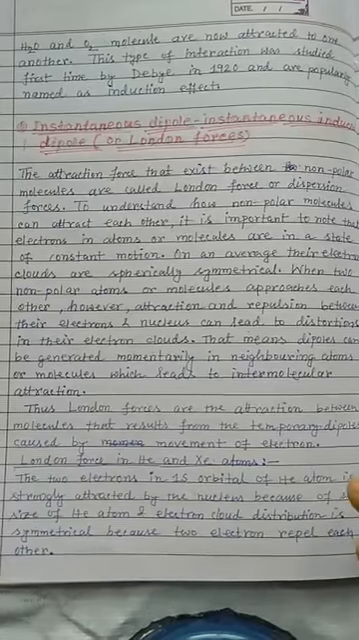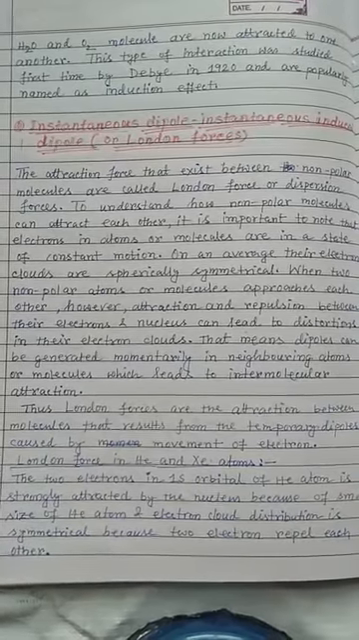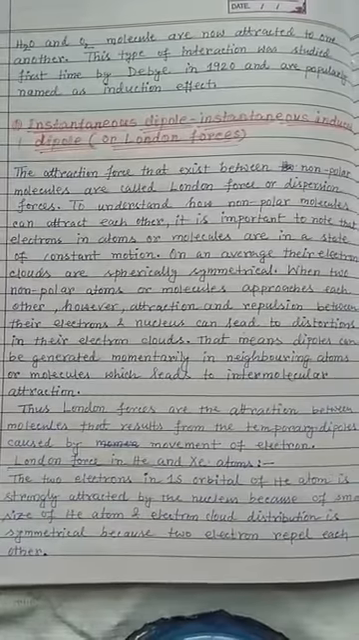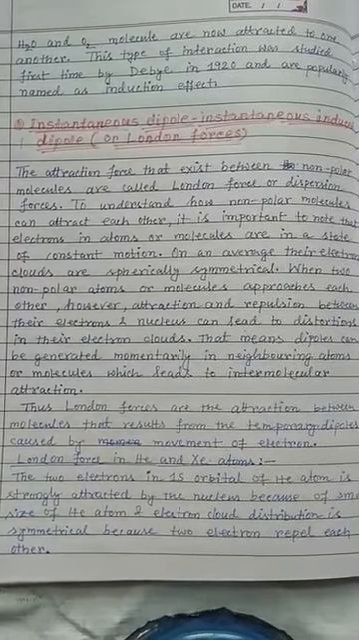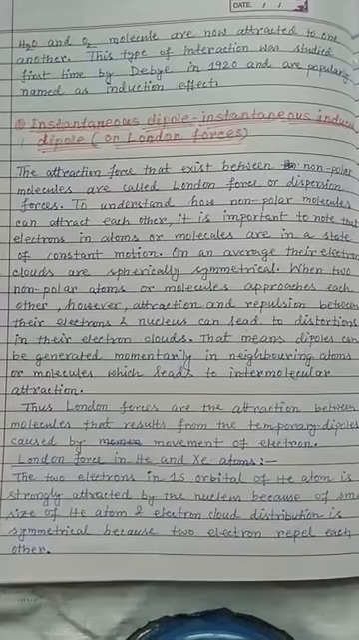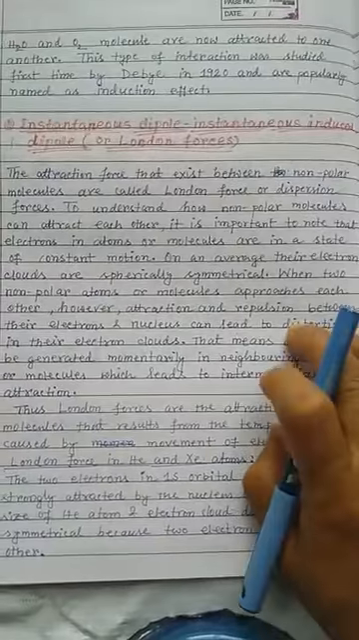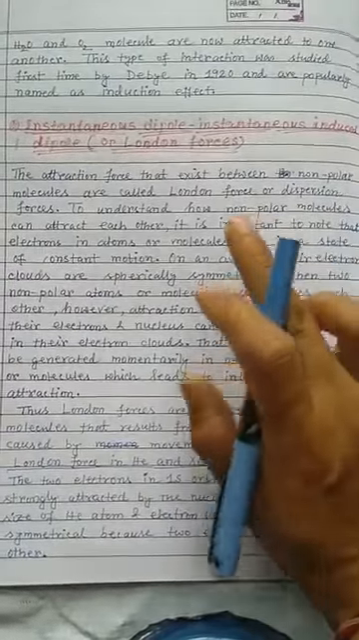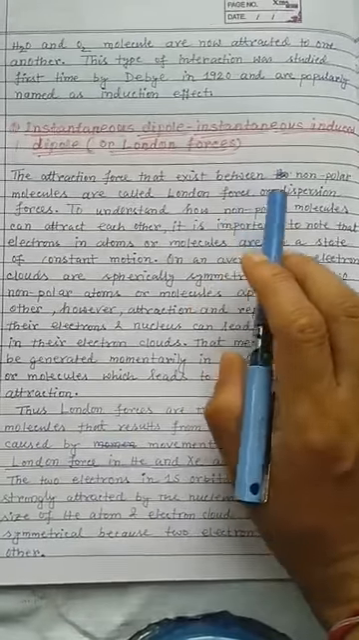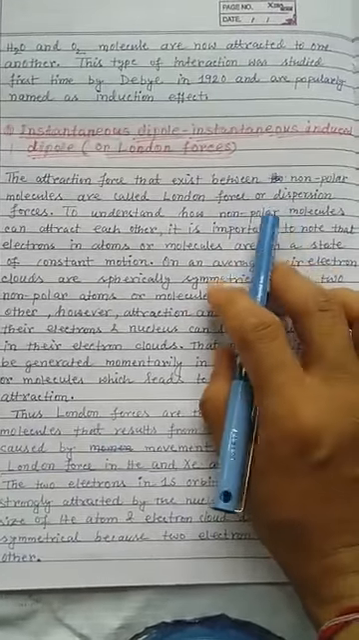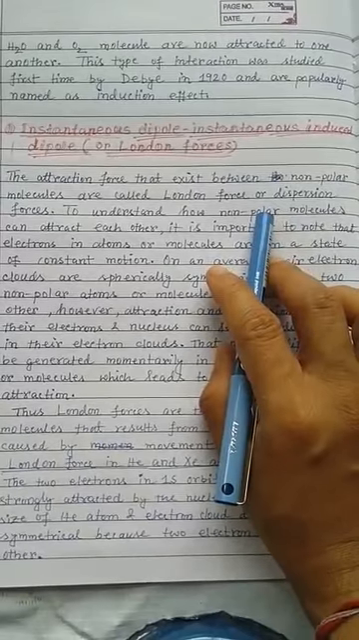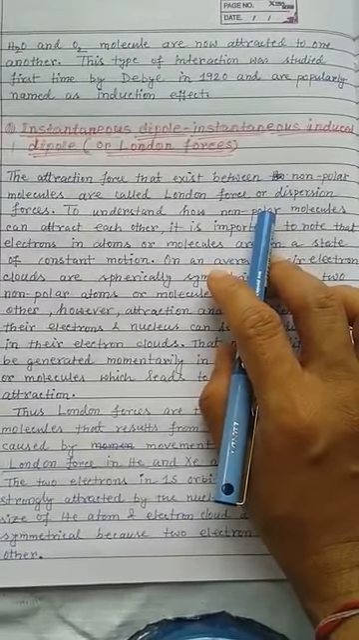The third type of van der Waals forces that we would like to discuss is the instantaneous induced dipole interaction forces, generally known as London forces. Okay, the attraction force that exists between non-polar molecules is called London force or dispersion force, because these forces originate within a molecule which is basically non-polar.